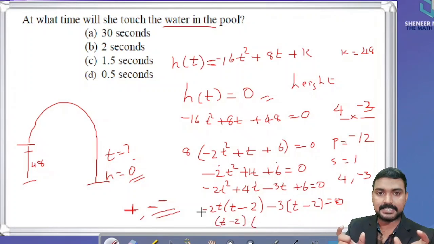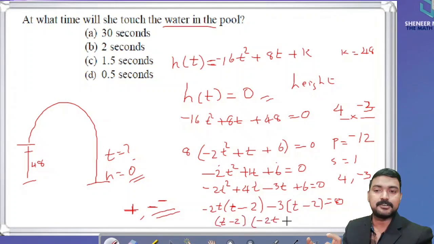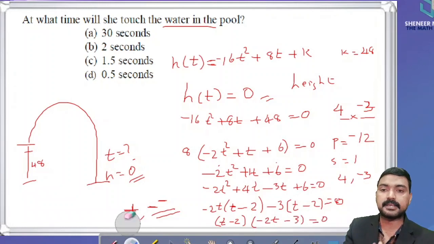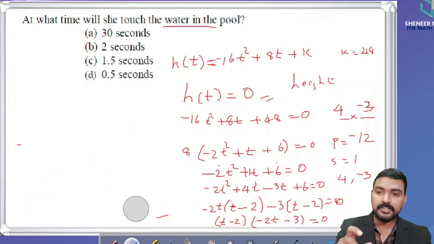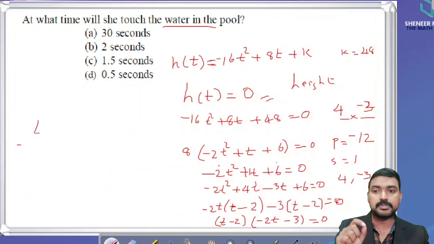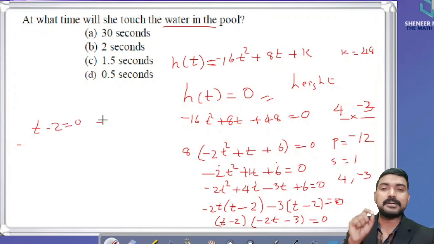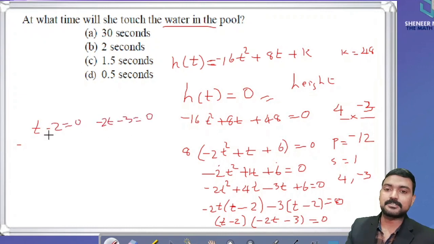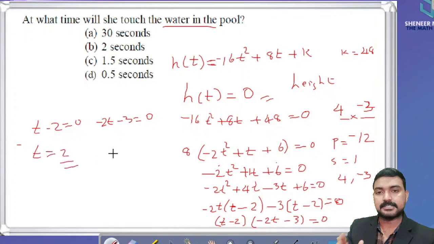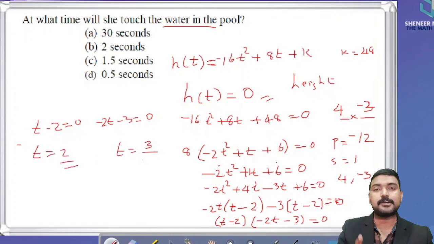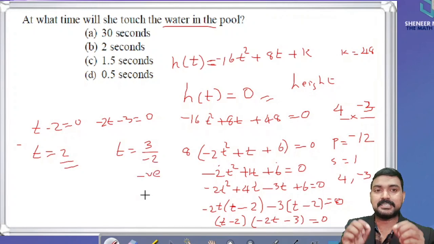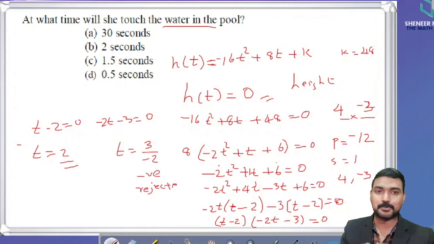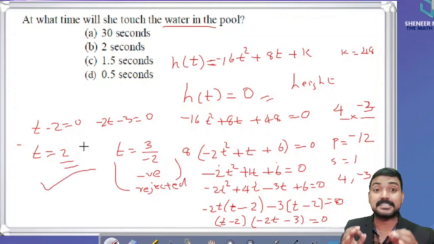Now the common bracket t minus 2 can be taken outside. So t minus 2 is taken outside, and the balance is minus 2t minus 3, which is equal to 0. Now solving this equation we get t minus 2 is equal to 0 and minus 2t minus 3 is equal to 0. So by solving, one answer is t is equal to 2 and the second answer is t is equal to minus 3 by 2. Negative time will not be considered in this situation. So we consider the answer t is equal to 2, which is the right answer given in option B, t is equal to 2 seconds.